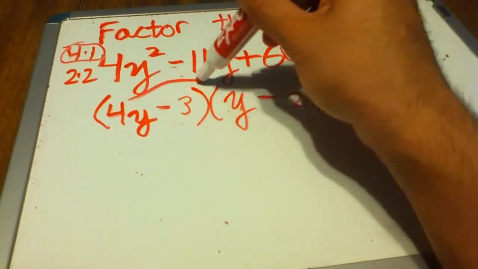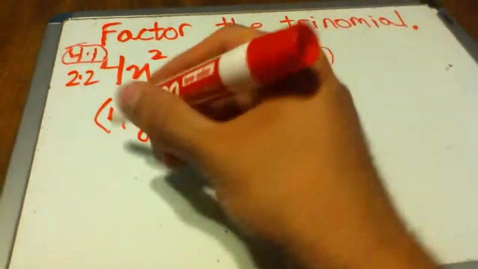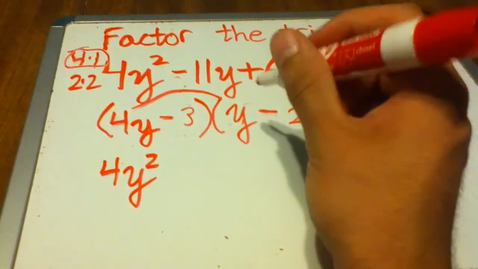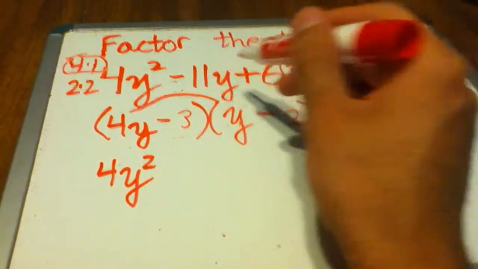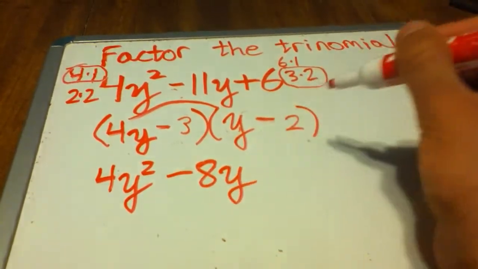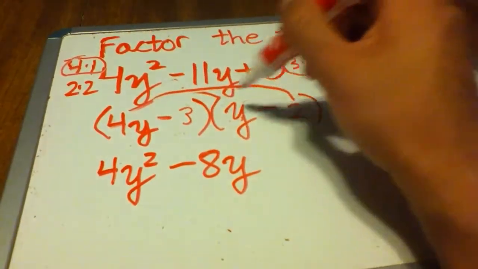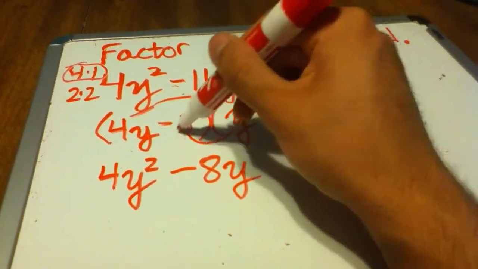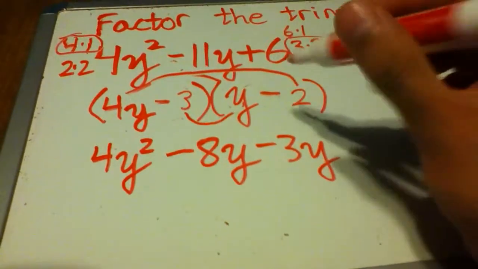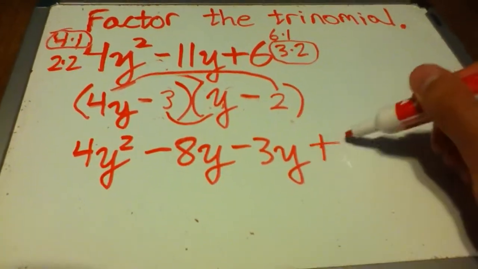4y times y, we're basically FOILing now. We're going first to, first. 4y times y will give you a 4y squared. And if we factored right, we should get back to where we started. 4y times negative 2 will give us a minus 8y. Now, so we did that one. So it's first, then outside, and then inner, right? So negative 3 times y is minus 3y. And then negative 3 times negative 2 will give me a positive 6.